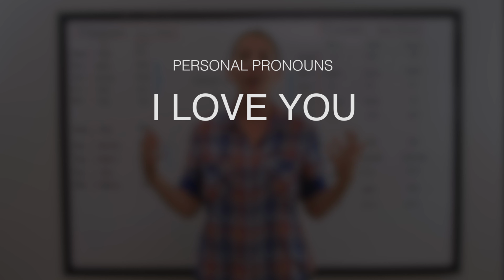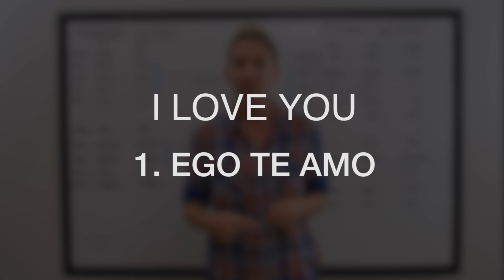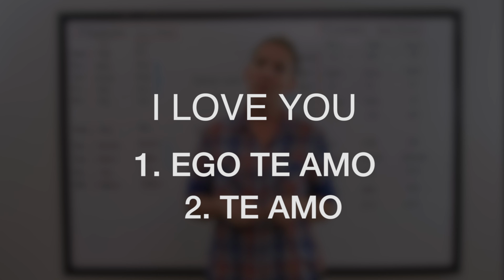Here's an example. If I wanted to say I love you, the first sentence you'll see there is a personal pronoun for I, the nominative, ego te amo. In the second one, you'll see there's no personal pronoun in the nominative, so there's no ego, just te amo. Both mean I love you. But in the first sentence, there's more emphasis. It means I love you. Make sense to everybody? Okay, moving on.